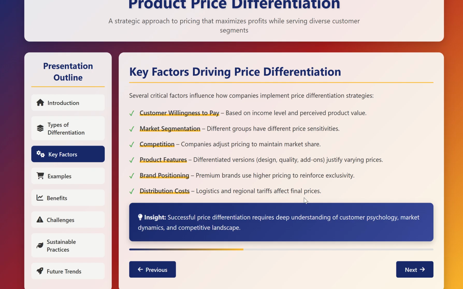Successful price differentiation requires deep understanding of customer psychology. You don't just wake up today and say, okay, I'm going to sell this at 100k, 20k, 50k. You must understand the market segment, the market preference. What is their psychology? That's why in supermarkets, they give you a product to test. So you are testing them. We call that product penetration. They are just penetrating the product in the market.